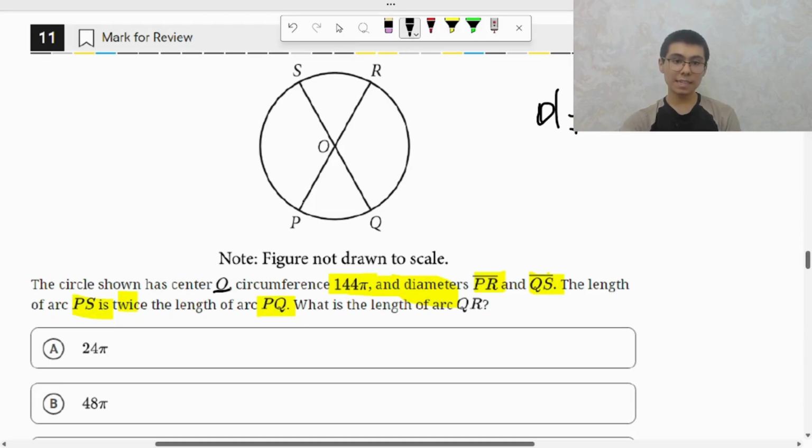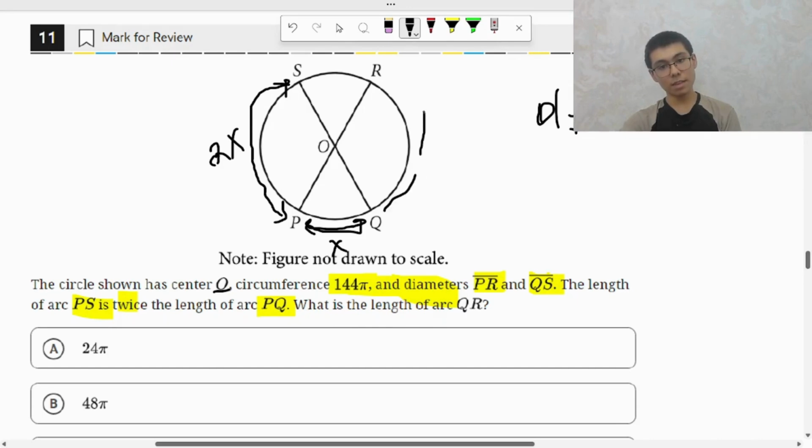So let's say that here we have P and S, PS. This is going to equal 2x, and PQ in this case will be x. What's the length of arc QR? They're talking about the length of this part.